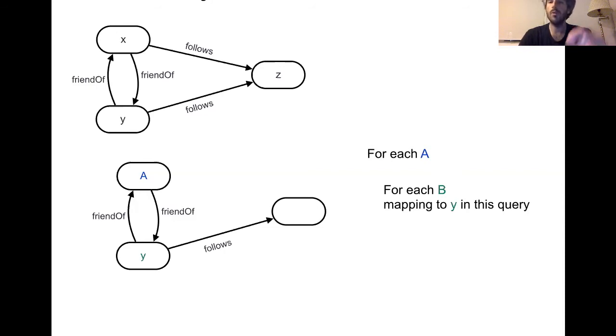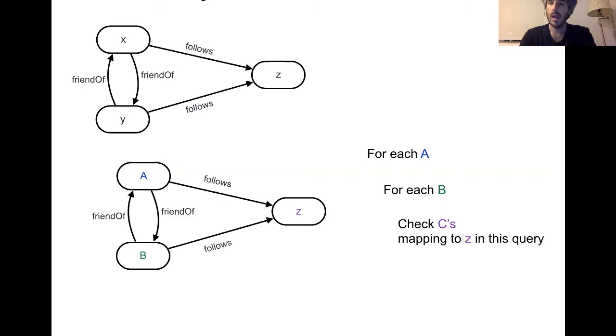So now we're going to look for all nodes that are connected to A and that can still be answers with respect to the other variables. And we're going to continue like this until we run out of variables. So in this case, at the end, we're going to check for C's that will map to Z in this query where we already have instantiated A and B. So this is the basic idea.